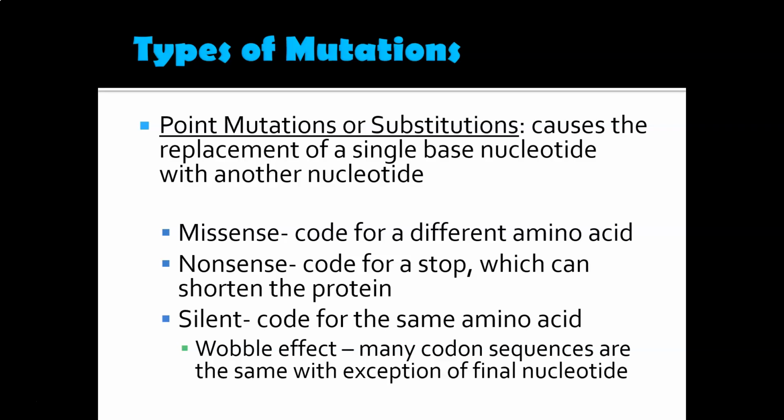Here I can look at three potential outcomes as a result of swapping one base for another. If I change the codon and now I code for a different amino acid, I'm talking about a missense mutation. This is more likely to occur if I change the first base in the codon as opposed to the last base in a codon.